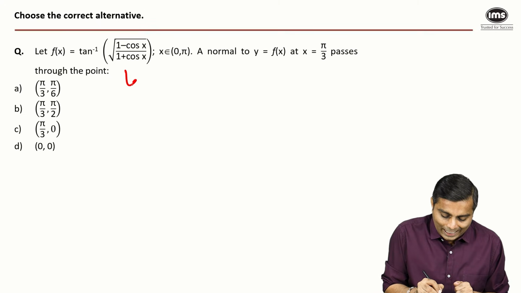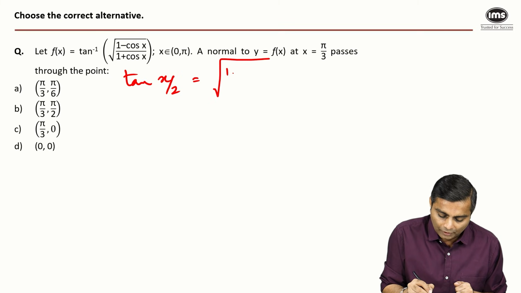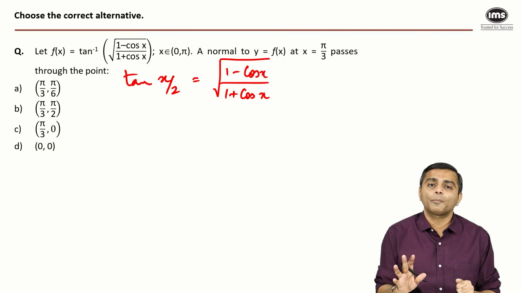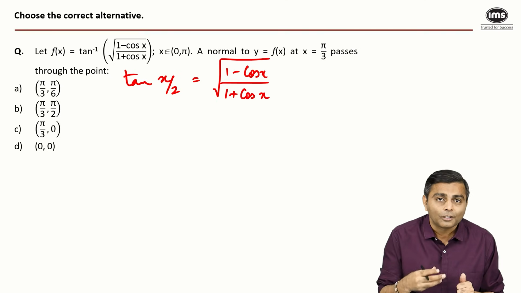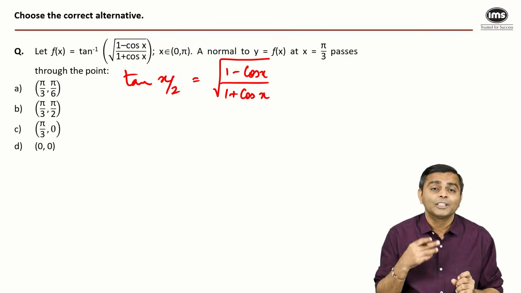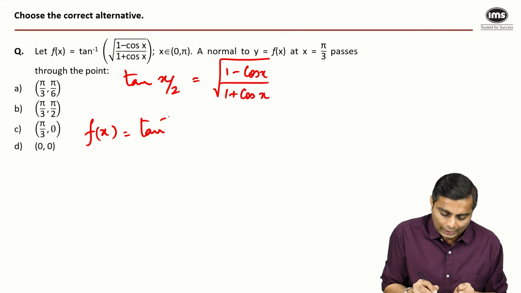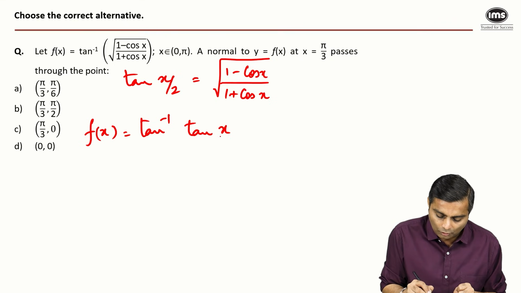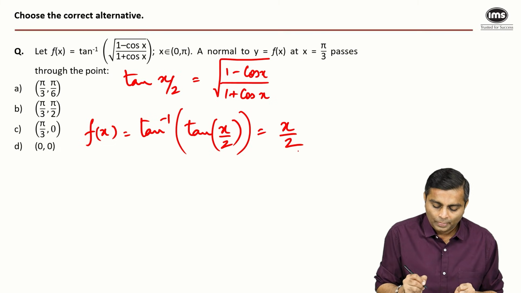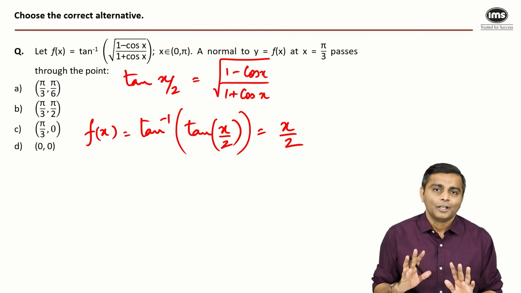Okay. Tan of x by 2 is nothing but under root of 1 minus cos x upon 1 plus cos x. So, if you are doing your core maths, you should be knowing this. So, tan of x by 2 is this, which means this whole function reduces to f of x is equal to tan inverse of tan of x by 2, which means it just reduces to a very simple x by 2, and suddenly the question becomes very, very simple. So, now f of x is x by 2. That's all. Okay, that's the first thing.